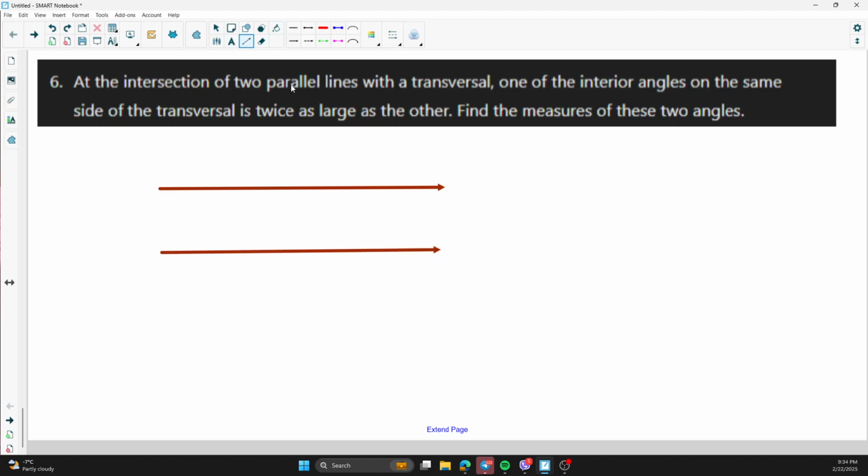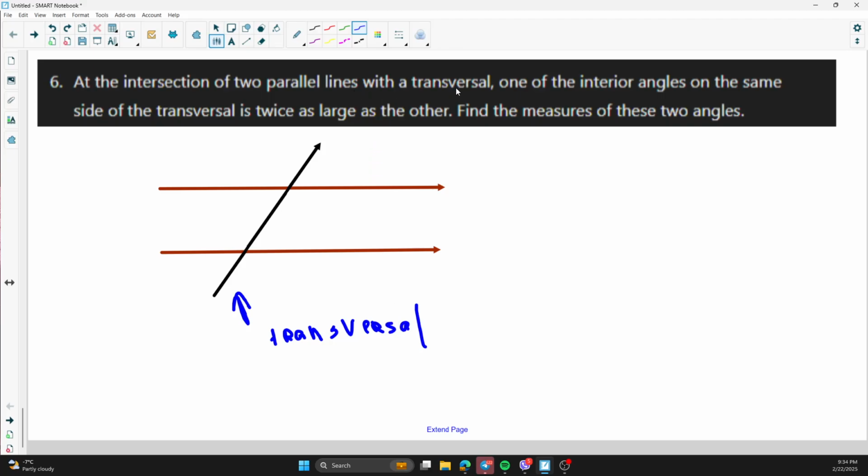So make the 2 lines and find an intersection within it. But you need to tell me how it's called. So you have 2 parallel lines. The black one, how is it called? It's a transversal line. Look, this one is a transversal. Two parallel lines, one of the interior angles on the same side of a transversal.